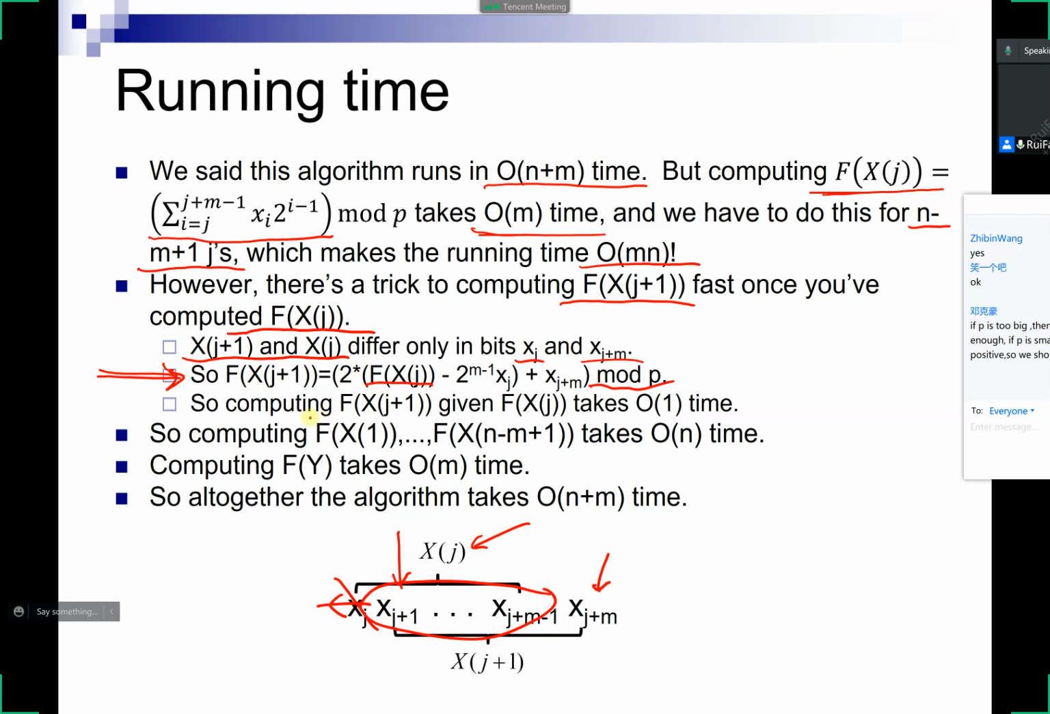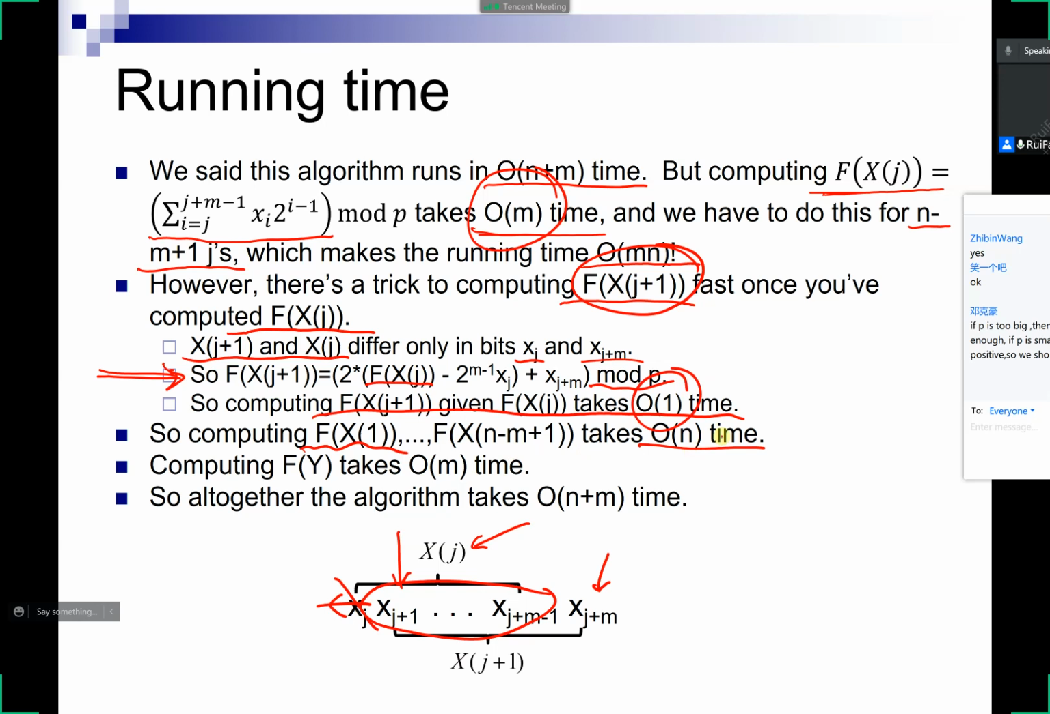So computing the next fingerprint from the previous fingerprint takes order 1 time. That allows us to compute all the fingerprints in order n time. Actually, I guess it's order m plus n time, but m is less than n, so therefore it's order n time. What you do is you first begin by computing the first fingerprint, which is going to take you order m time. But after that, all of these remaining fingerprints, you can just use the previous fingerprint to compute the next one in constant time.